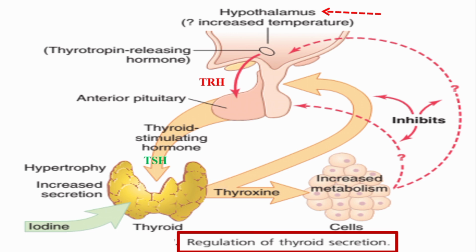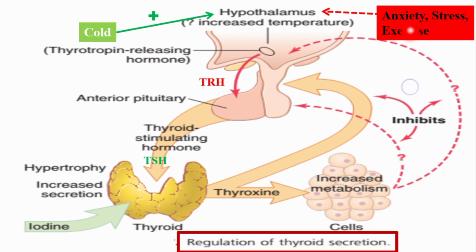Then certain factors like cold stimulate the secretion of TRH from the hypothalamus. So, there will be increased secretion of thyroxine ultimately in case of cold, and there are certain factors like anxiety, stress and exercise, they have a negative effect on the secretion of TRH, TSH and subsequently on the secretion of thyroxine.